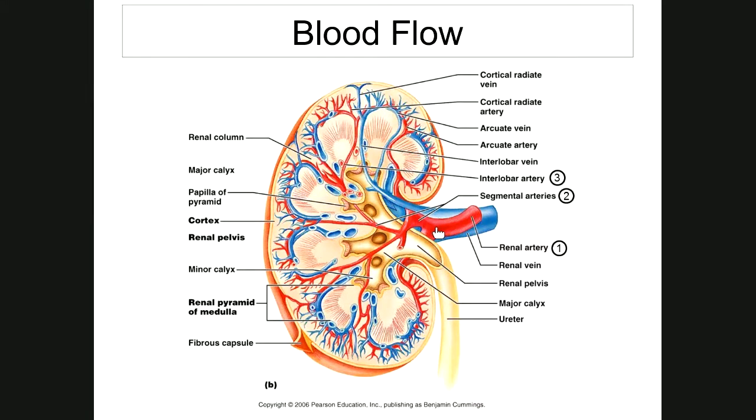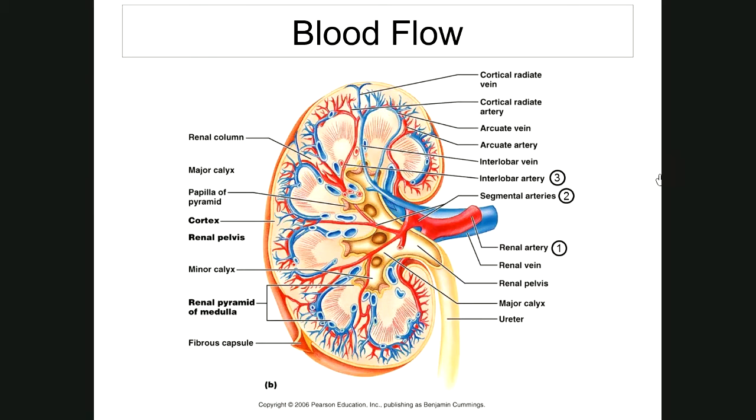In your reading here, the renal arteries branch into segmental arteries, S-E-G-M-E-N-T-A-L arteries. These little branches off of the renal artery are called segmental arteries, which in turn branch into interlobar arteries. Interlobar arteries go between the pyramids. So you can see these branches go between the pyramids. I'm going to get a better picture. See, there's the interlobar vein. The interlobar artery, number 3, is going in between the pyramids.